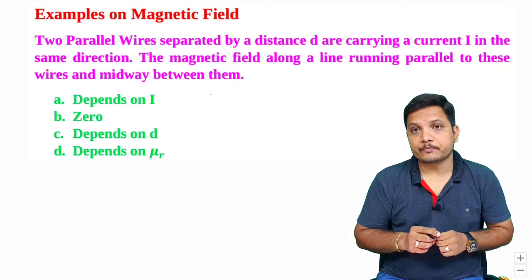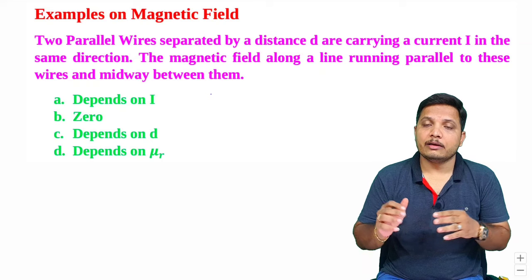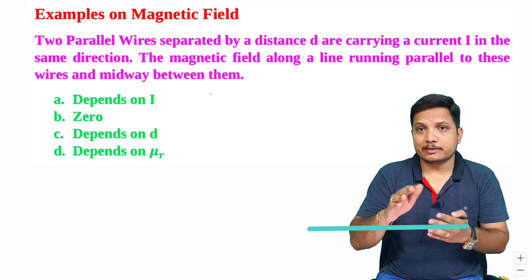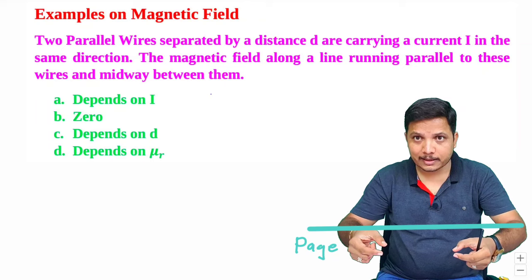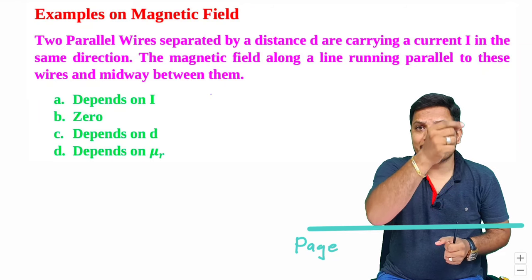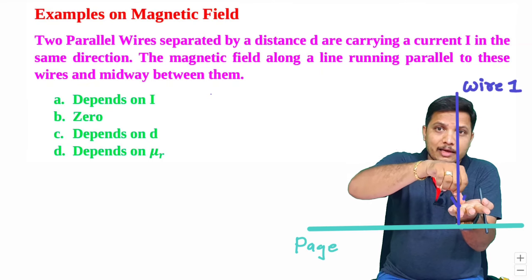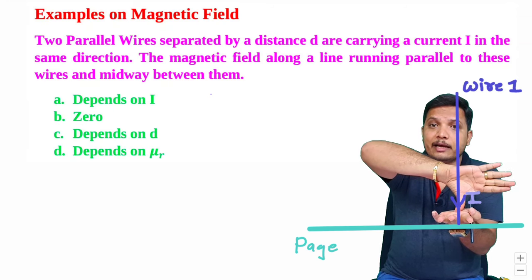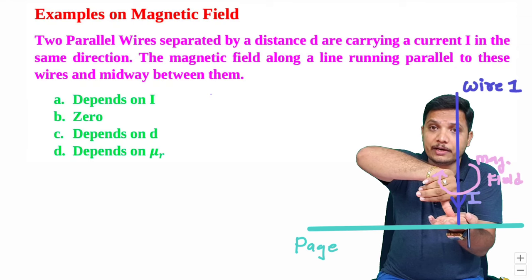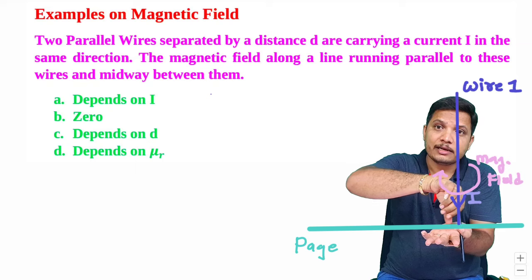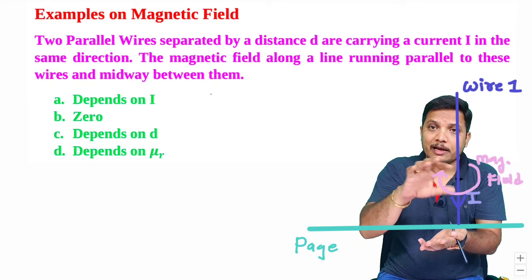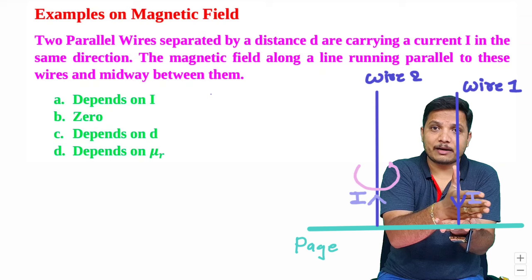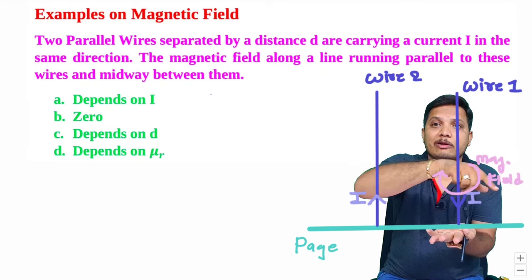So to identify magnetic field, the first thing that we need to know is the direction of magnetic field. See, this is the page and two wires are like this. Now, if I want to calculate magnetic field for one wire, and current is going inside the page, then using the right hand, the thumb is in the direction of current and the fingers identify the direction of magnetic field. So if current is going inside the page, magnetic field will be in clockwise direction. And if the thumb points outside the page, then as per the fingers' direction, magnetic field will be in counterclockwise direction.